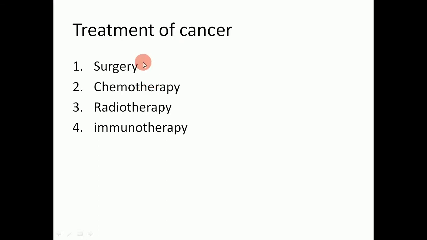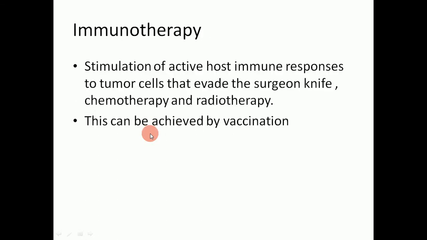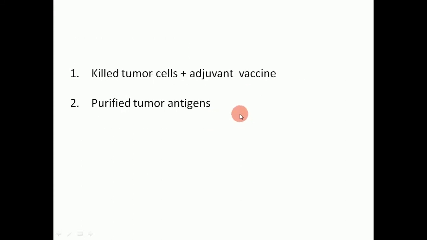Treatment of cancer or tumor: first, surgical resection of the mass. Second, send the patient to chemotherapy and radiotherapy, with immunotherapy used as an adjuvant in the treatment of cancer to remove any tumor cells that evade the surgeon's knife, chemotherapy, or radiotherapy. This is achieved by vaccination. Vaccination is either killed tumor cells plus adjuvant injected into the patient, or a purified tumor antigen used as a vaccine.